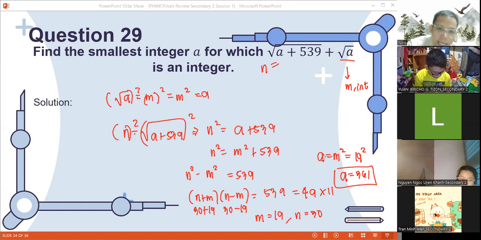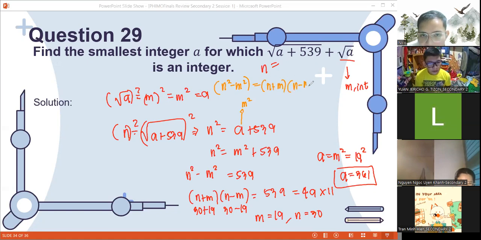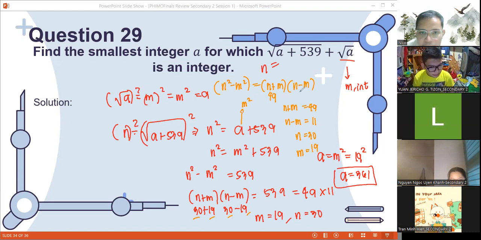Because in here, I realized that this one is equal to m squared, right? So we can have it as n squared minus m squared, which factors into n plus m and n minus m, right? So you can have n plus m equal to 49 and n minus m equal to 11. Then you'll be able to solve that n is equal to 30 and m is equal to 19. That's why we have these values here. Again, this is equal to 49, then this one is equal to 11. So that's the reason why.